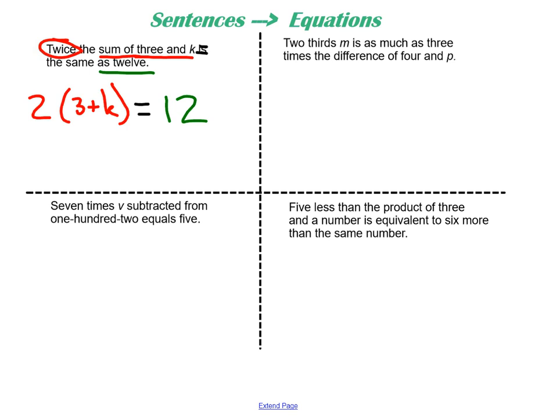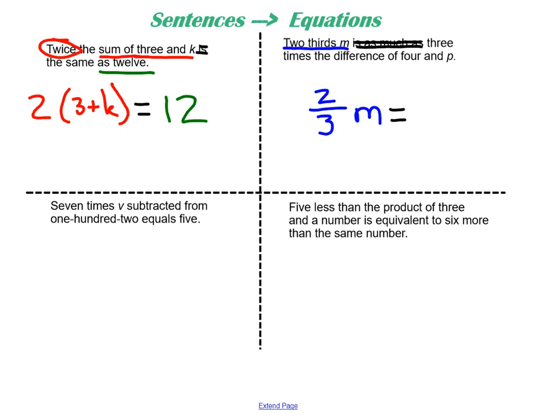2/3 m is as much as 3 times the difference of 4 and p. So first thing is as much as is going to be our equal sign. So I'm going to go ahead and say equals. And then on the left side, I have 2/3 m. So that means 2/3 times m. That's this part right here, the 2/3 m.